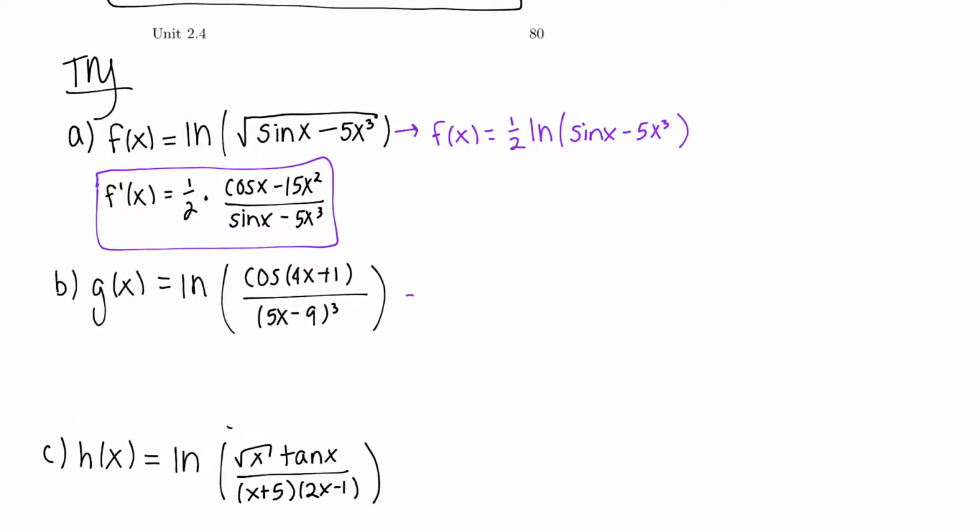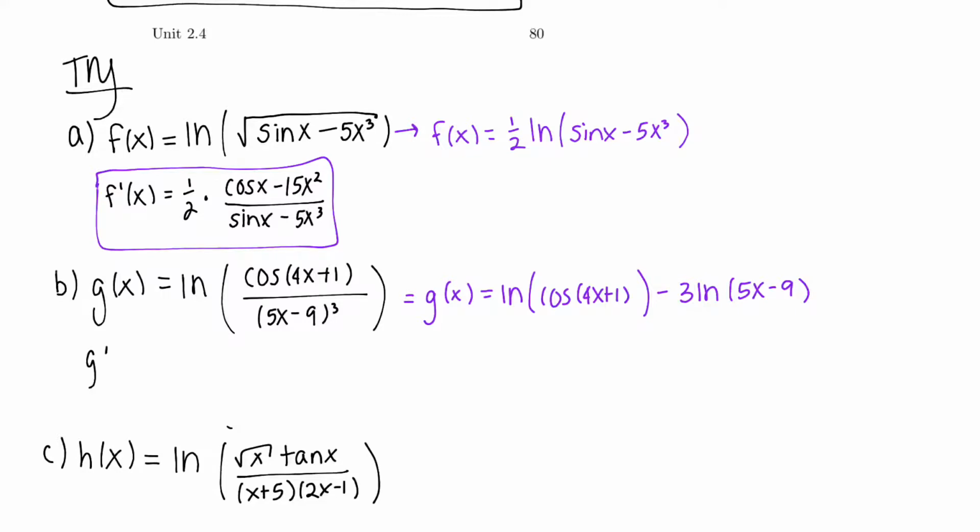For this next one, this can be rewritten in a few steps. When it comes down to it, you're going to get ln of cosine 4x plus 1 minus 3 ln 5x minus 9. So this 3, once you've separated everything, then this guy would have a cube in the inside, and you can bring that down.